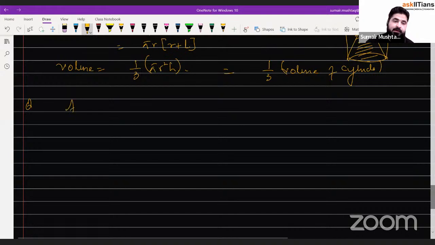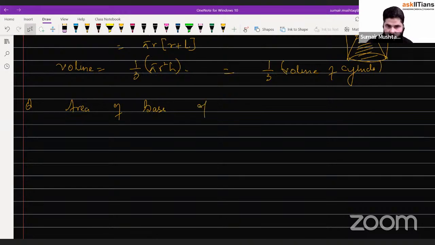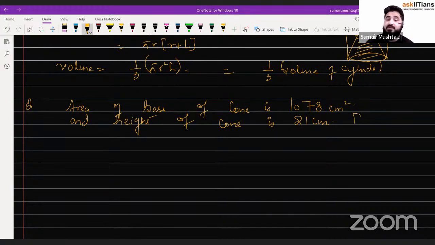The question is: the area of the base of a cone is 1078 centimeter square. That's the area of the base. The height of the cone is 21 centimeter. Is that okay? So what you need to find is the CSA of the cone.